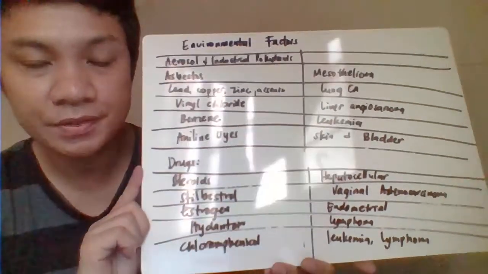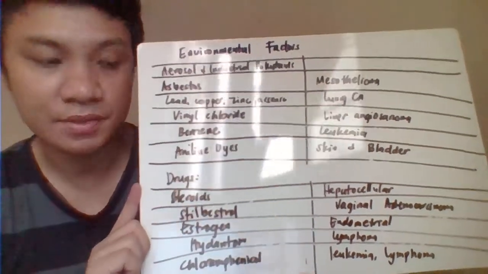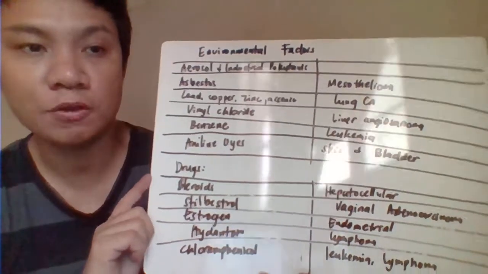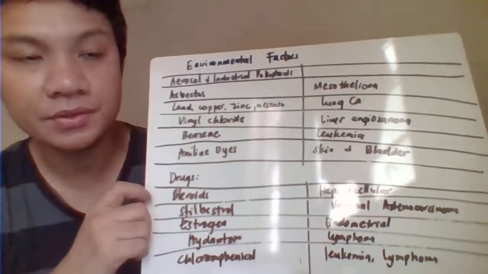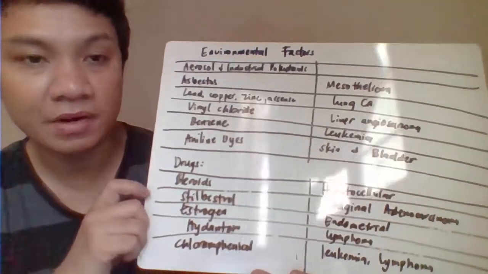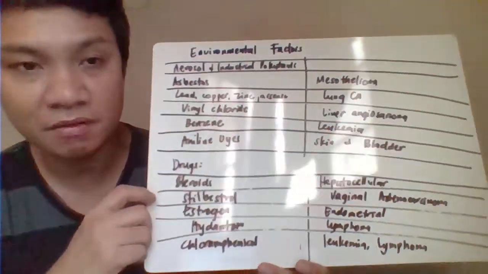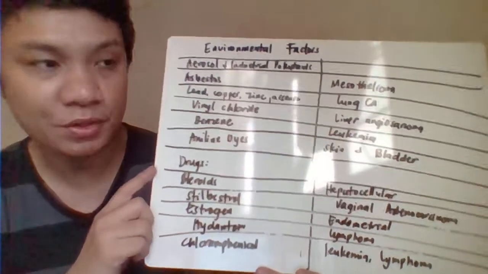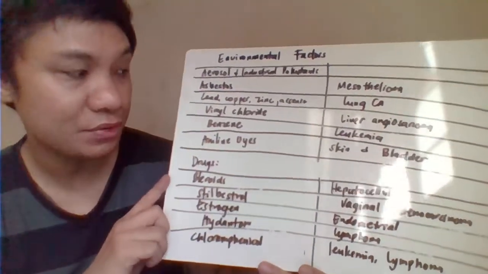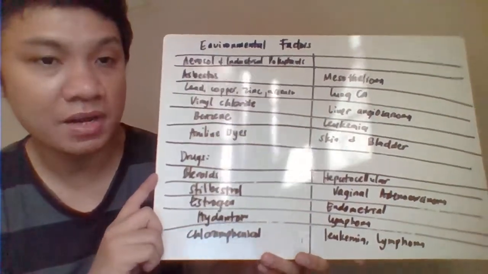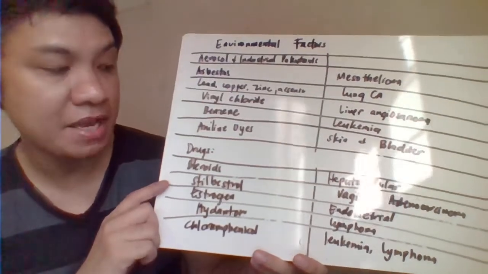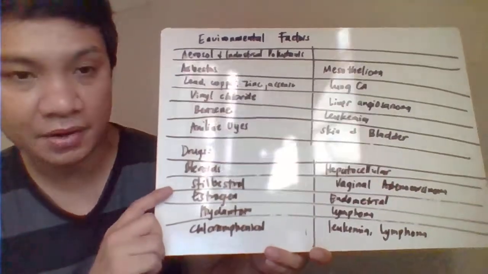Okay, now we have here also some of the environmental factors and the associated disease association with the tumor. So we divide this one into we have your aerosol and industrial chemicals or pollutants. Example for that, we have your asbestos related here to your development of your mesothelioma. Exposure to your lead, to your copper, zinc, arsenic, also here to your lung cancer. Vinyl chloride would have here predisposed someone to develop here your liver carcinoma. Benzene for the leukemia, aniline dyes for your skin and the bladder carcinoma.